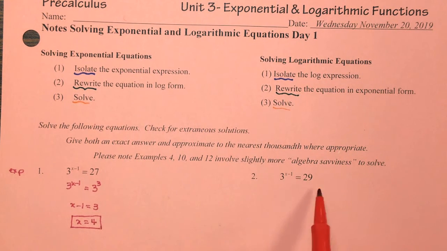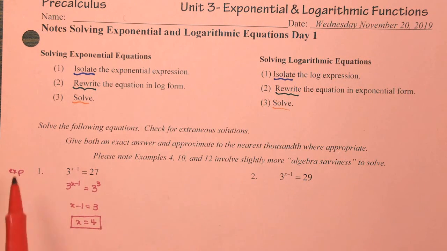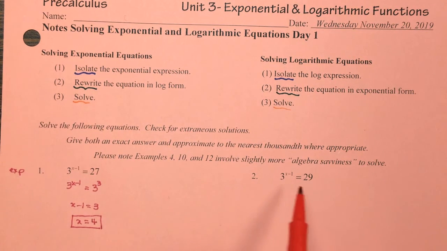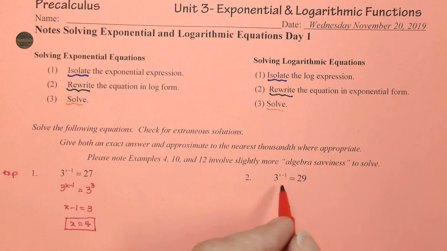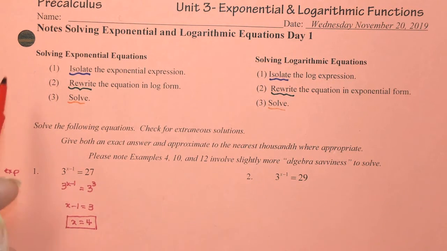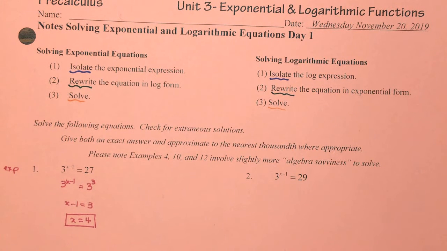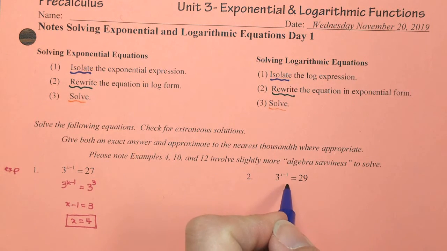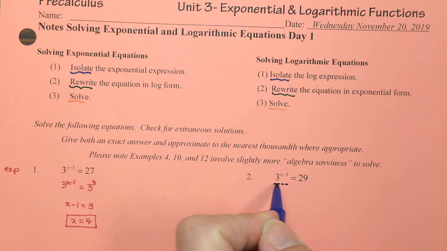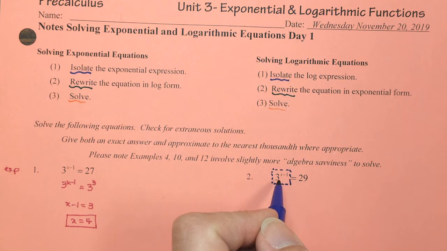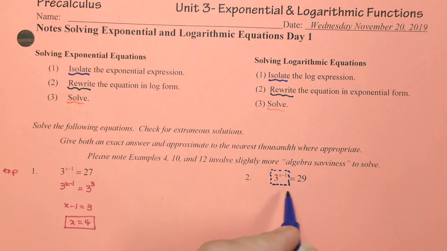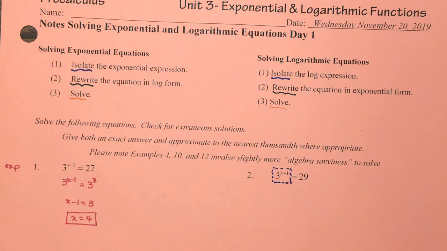However, if I compare that to this example 2, you notice that the identical side on the left is there, but what has changed is what the right side equals. And so instead, I won't be able to rewrite 29 as a power of 3. So I'm going to need to follow our 3 steps. The first thing I want to notice is that 3 to the x minus 1 is already isolated, so the exponential portion is isolated. So there's nothing to do in step 1, so I just used purple. And instead I'm going to go straight to rewriting.